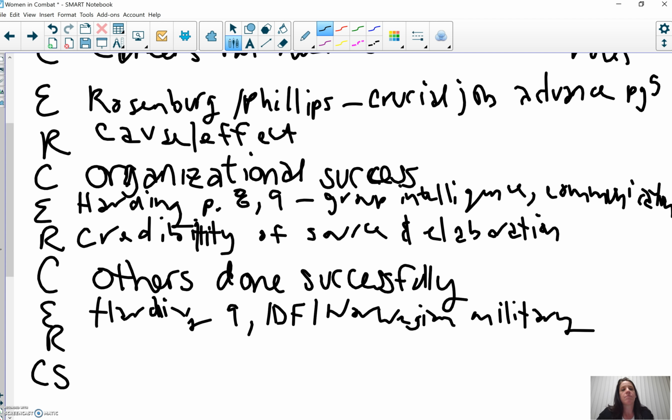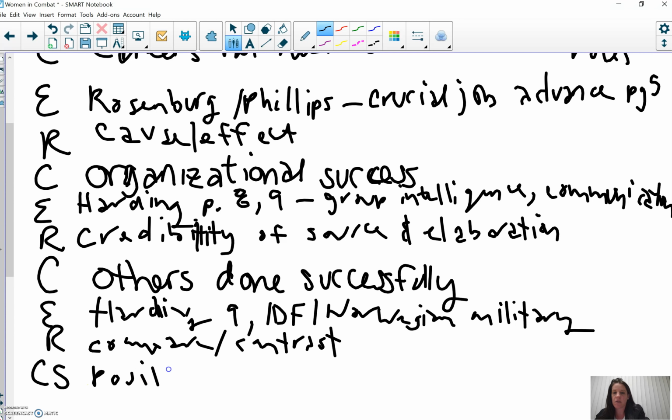For this one, because I'm going to be comparing our country to some other countries, we're going to do a compare-contrast for my reasoning. And then that leaves me with my concluding sentence. For this, we either want to rephrase our topic sentence, make a prediction, or make a call to action. For this one, I'm just going to restate that it's positive for the military, so that women serving in these combat roles is positive for the military.